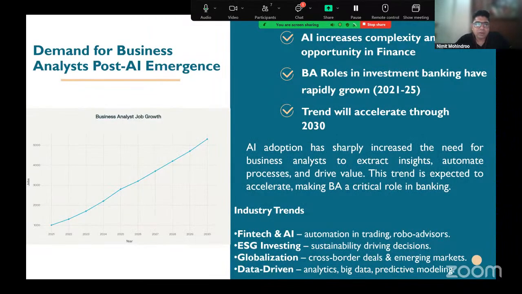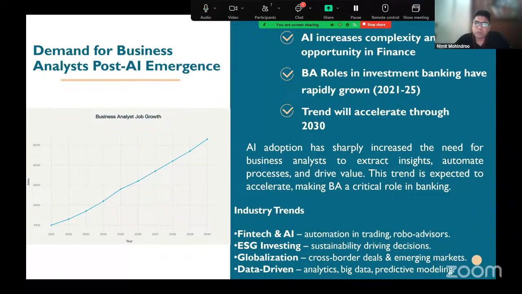Then demand for BAs post AI emergence, because we are now into the AI world. I could not miss this part to add, that AI increases complexity and opportunity both at the same time in finance. In finance, it actually boomed a lot. It created a lot of opportunity and, obviously, complexity.